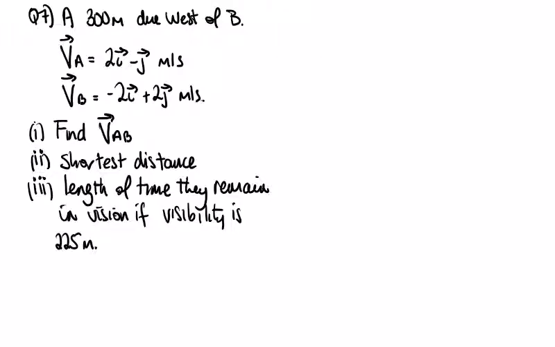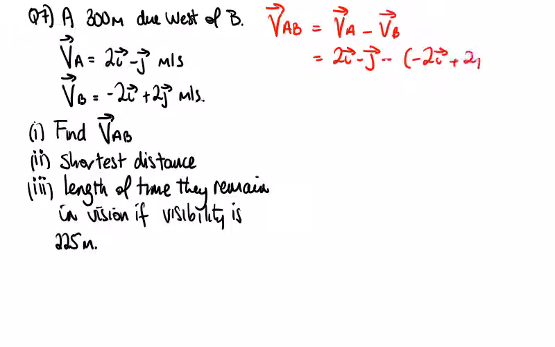Question 7a. A is 300 meters due west of B. Given the velocity of A and the velocity of B, find the velocity of A relative to B. So the velocity of A relative to B is the velocity of A minus the velocity of B, which is equal to 2I minus J minus (2I plus 2J)... that's going to be 4I, and minus J minus 2J, minus 3J, another 4 and 3, the velocity of A relative to B.